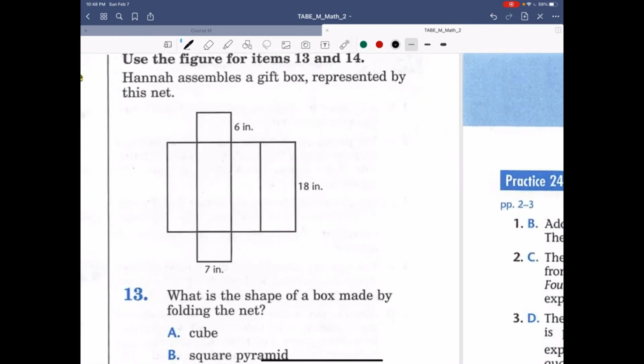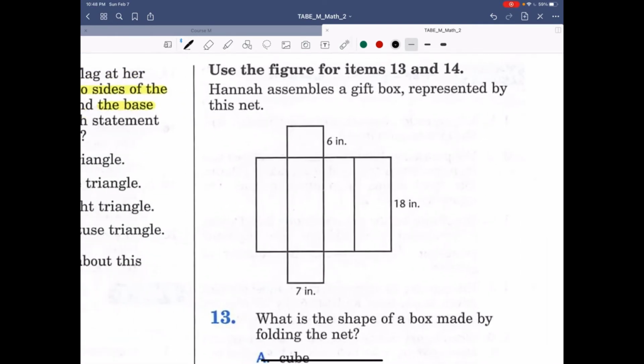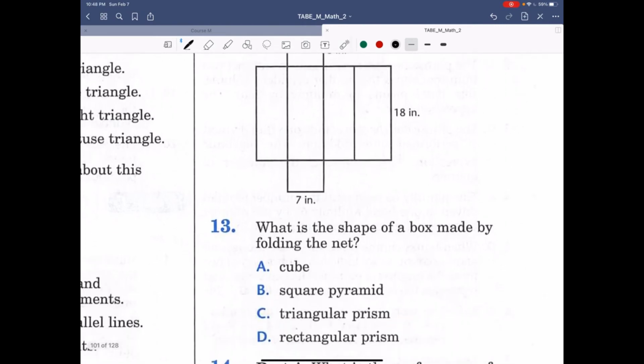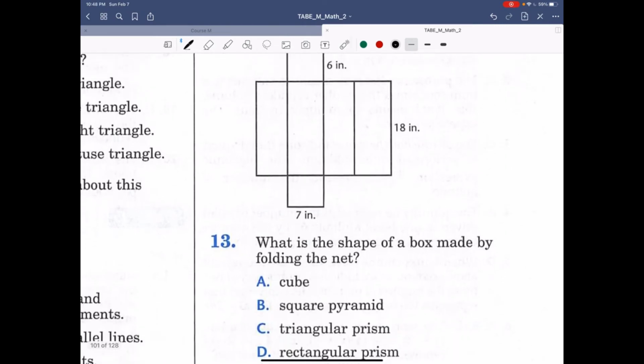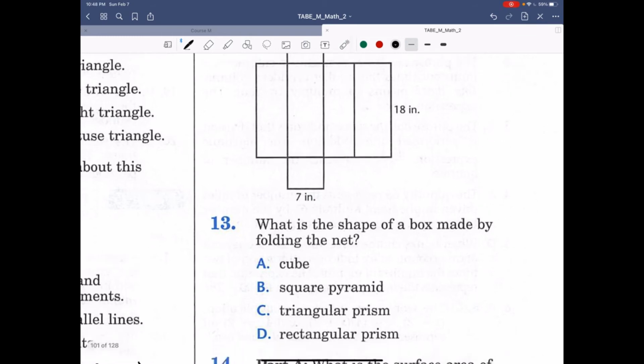This one says to use the figure for items 13 and 14. What is the shape of a box made by folding the net? A cube? Nope, it's not equal. A square? Nope. A pyramid? No triangles. A triangular prism? No triangles. It is a rectangular prism. It's a box. Number 13 is D.